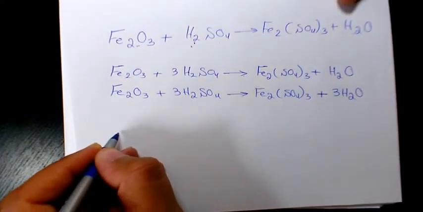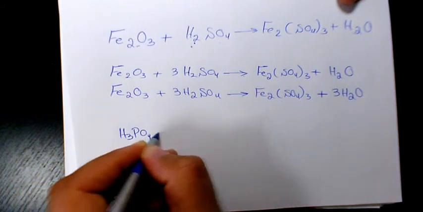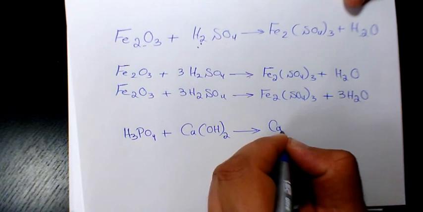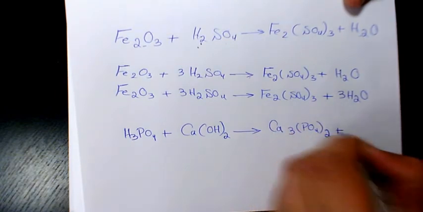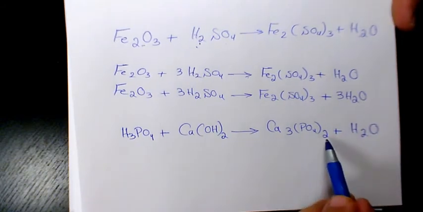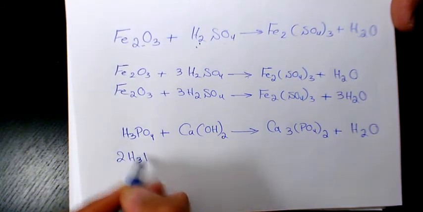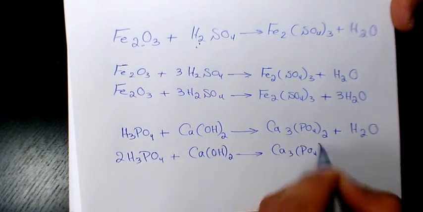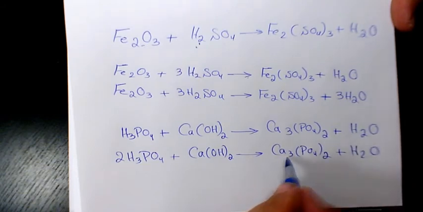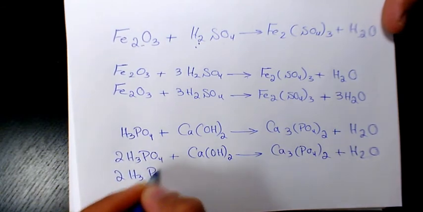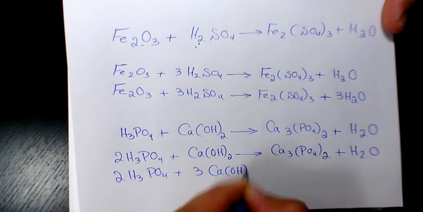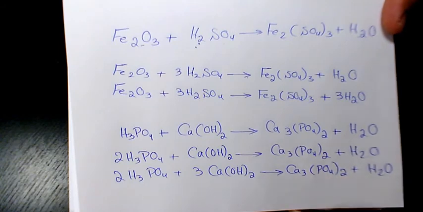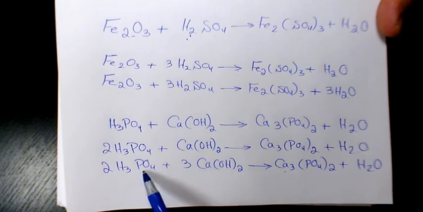Next one is going to be H3PO4, which is phosphoric acid, plus Ca(OH)2, which is calcium hydroxide. It's going to give us Ca3(PO4)2, calcium phosphate, plus water. So we have PO4, we have 1 of them in here, and we have 2 in here. So I'm going to just place 2 right away. And we have 3 calcium atoms here. We need to put 3 in here as well. So let's see. Calcium's 3 and 3. PO4, we have 2 and 2 here.